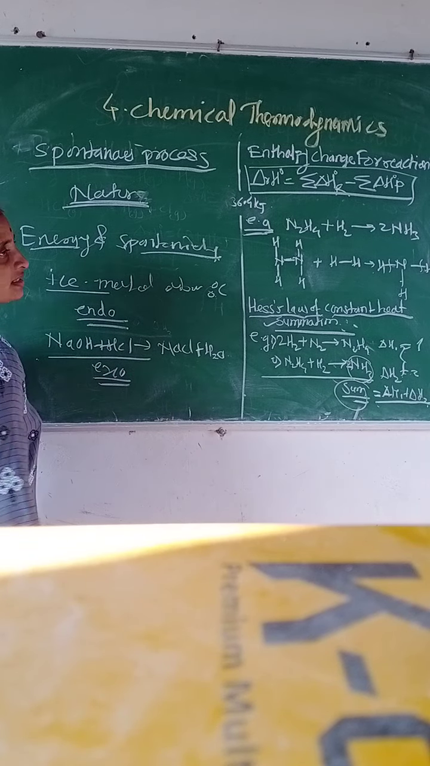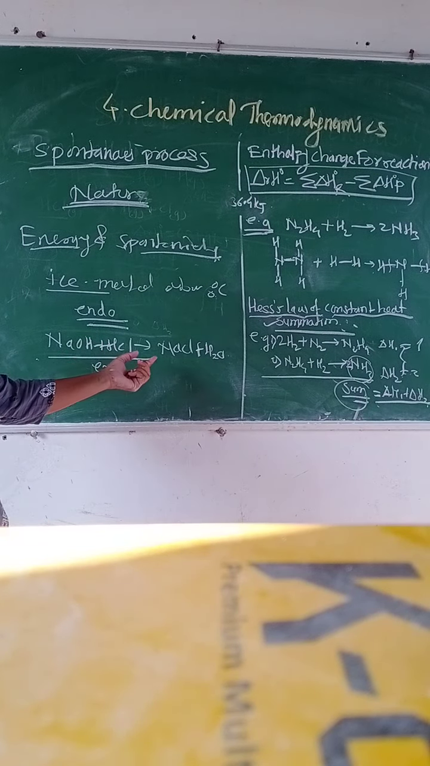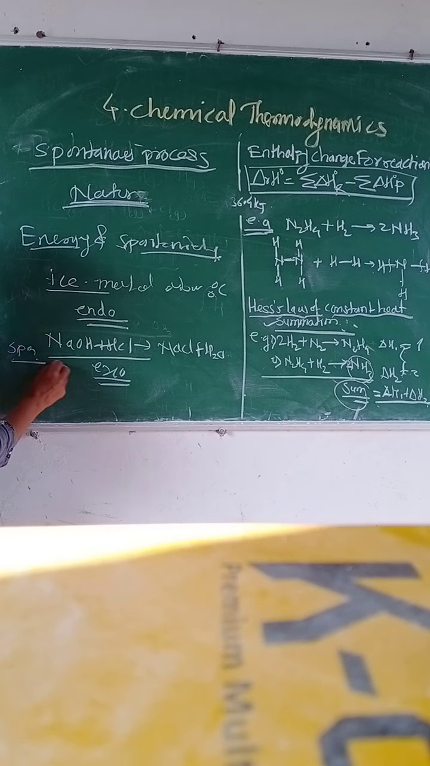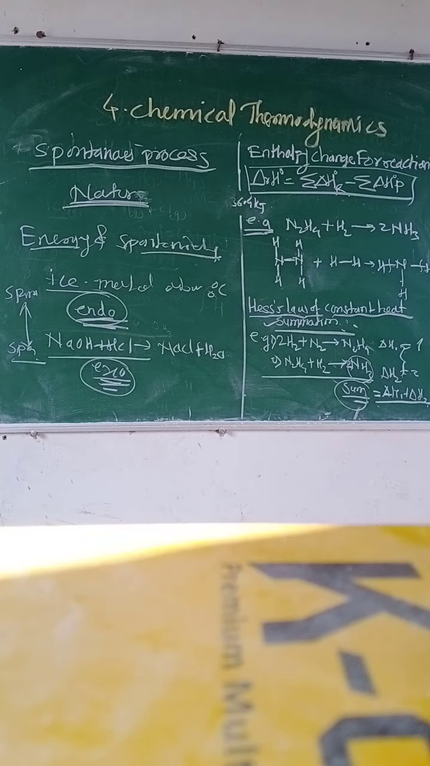The NaH plus HCl reaction, which gives NaCl and H2, is spontaneous, and it is exothermic. The ice melting reaction is endothermic, but it is also spontaneous. This means that endothermicity or exothermicity cannot be the criterion to decide whether a reaction is spontaneous. Exothermic reactions are spontaneous and endothermic reactions can be spontaneous, so that criterion cannot decide whether a reaction is spontaneous or non-spontaneous.